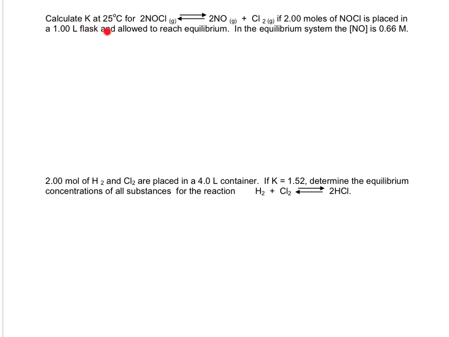So we want to calculate K at 25 Celsius for the decomposition of NOCl. We're given that we have 2 moles of the NOCl in a 1-liter flask, so it's 2 molar. And then it's allowed to sit there and reach equilibrium. And in the equilibrium system, the concentration of the NO is given to us as 0.66 molar. So first thing you want to do as soon as you see equilibrium is write the KEQ expression. So KEQ is equal to the concentration of NO squared times the concentration of Cl2 over the concentration of NOCl squared.